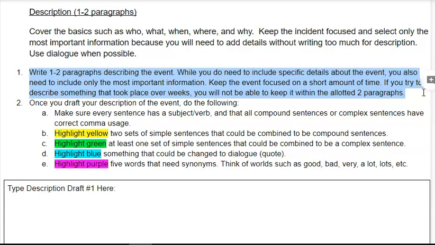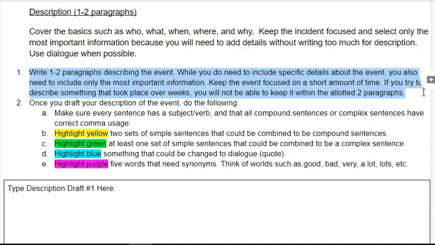Give me only the most important information. Sometimes I'm reading essays and students will go off on a tangent of something that's irrelevant to the purpose of their essay, and I get lost. So make sure you keep it focused and tell me what you have to tell me.